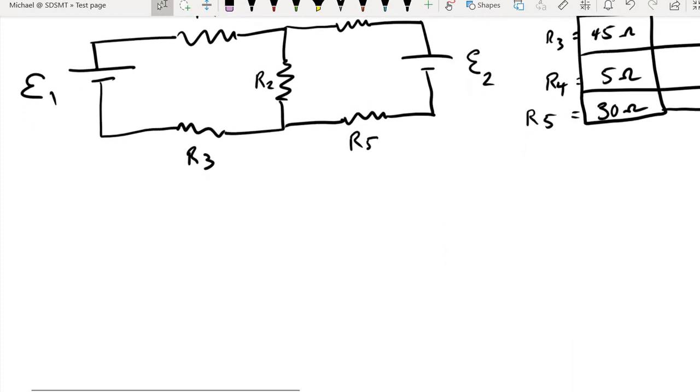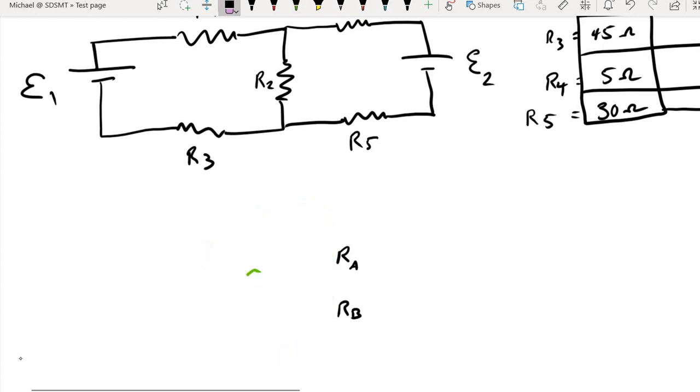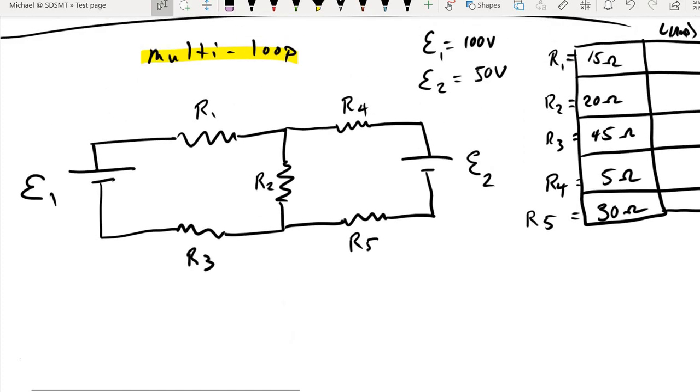I'll refresh your memory. Let's go back to just a single loop, and we'll call this RA and RB. Now we know from previous discussions that if I want to go from one side of the battery to another, I get the potential of the battery. But I don't have to go across the battery. I could go the long way around and still account for the same potential difference. That idea is what we're going to use in the top circuit. I have one path through the left-hand loop, and I have a path through the right-hand loop.